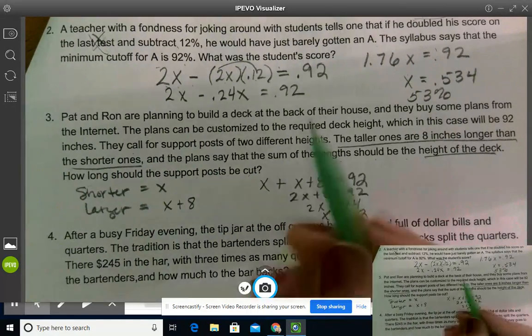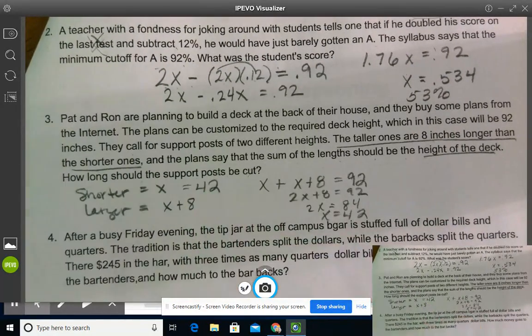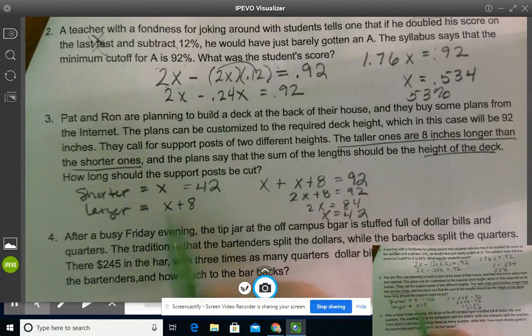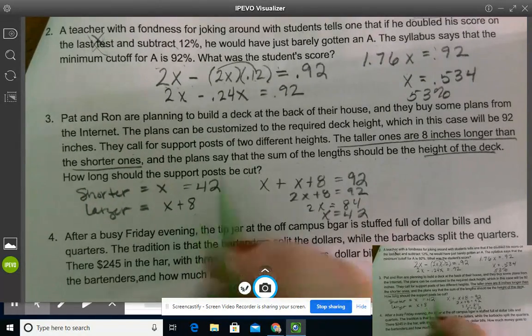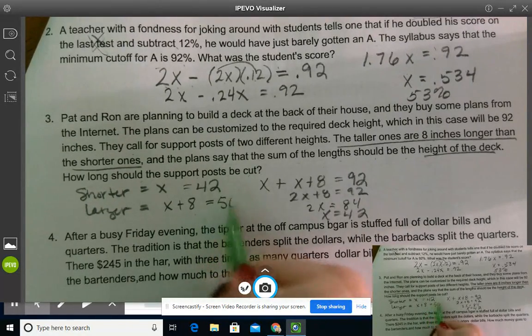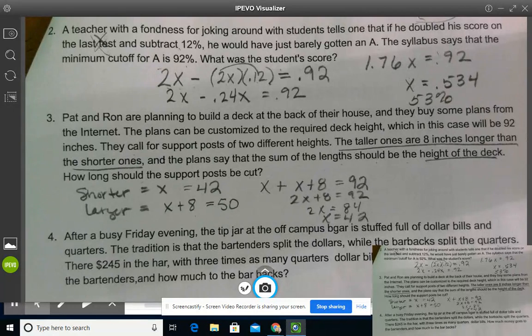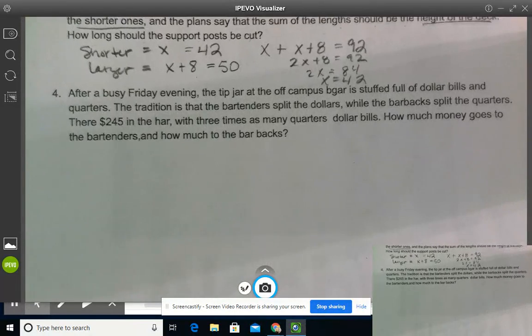So I know that the shorter posts are 42, and it's just asking you to go back then and tell what the longer posts are, because it was a second question. So then if I take 42 plus 8, the value of my big post would be 50 inches. Questions on that? Okay, I'm just going to keep going then.